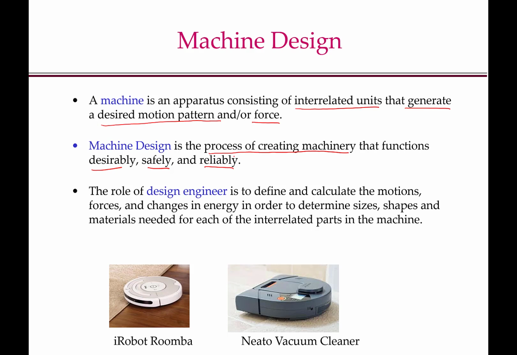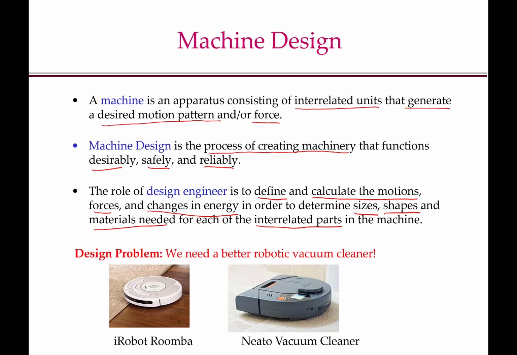And as a design engineer, your role will be to define and calculate the motions, forces, and changes in energy of the different parts so as to determine the sizes, shapes, and materials needed for each of the interrelated parts in the machine. For example, if you look at any one of these robotic vacuum cleaners, it will have a body or a structure. It will have a motor. It will have sensors. So there will be different objects or pieces that are embedded into the system.